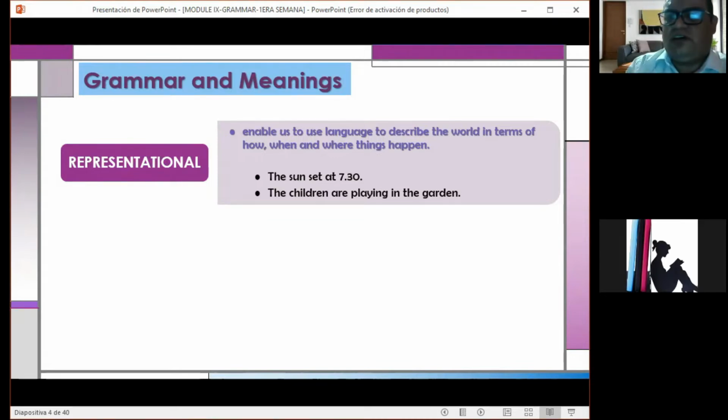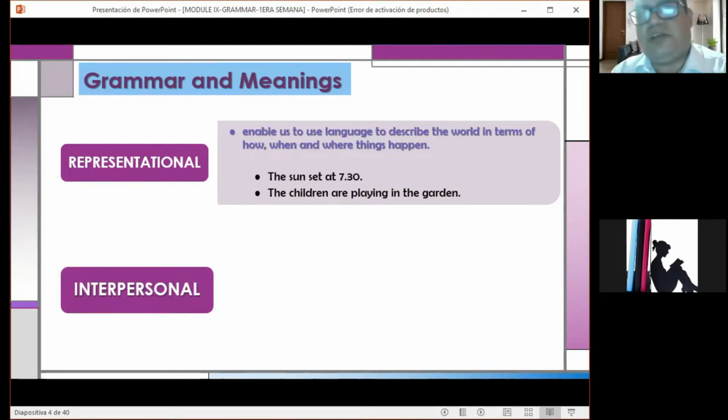For example, here you have two sentences. The sun sets at 7:30. The children are playing in the garden. So you're describing what's happening or what happens around the world. You're giving facts or some information about these situations. So this is the representational meaning.